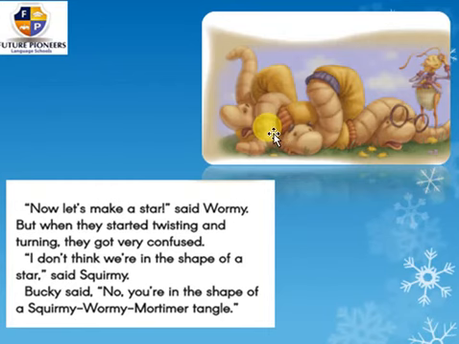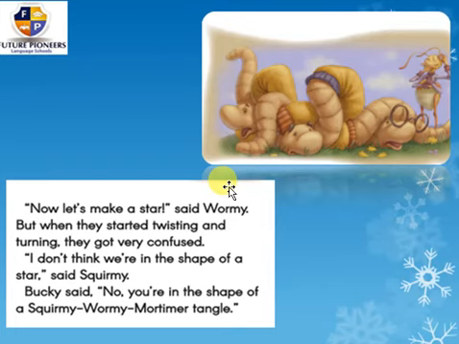As I can see them now, they are tangled right now. Can you see? This is tangled. And as you can see, Bucky Buck is confused. Now let's make a star, said Wormy. But when they started twisting and turning, they got very confused. I don't think we are in the shape of a star, said Squirmy. Of course you're not in the shape of a star. You are tangled right now and confused. Bucky said, no, you are in the shape of a Squirmy, Wormy, more tangle. Yes, they formed a new shape, which is Squirmy, and they named it too.